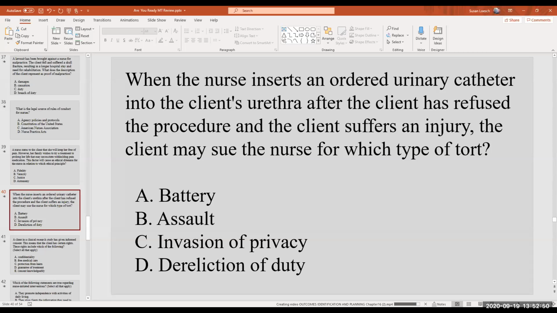So let's just talk about these for a minute. Miss Lou, what's the D in dereliction of duty? What does that mean? All right, I'm going to find something on that. Just give me a second because we're going to go through all these. Excuse me for one second.